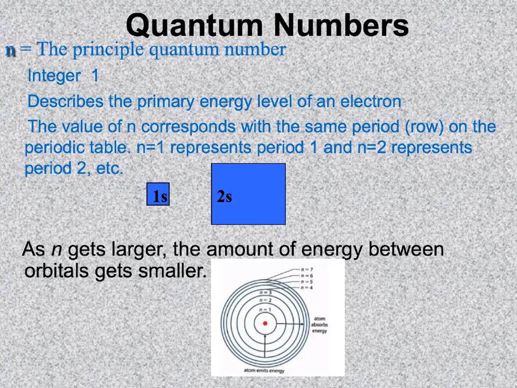I'm going to go through each of the 4 quantum numbers now. The first quantum number is the principal quantum number, n, which we've talked about. If you think about Bohr's model with the quantized energy levels, n equals 1 is the energy level closest to the nucleus, and n goes up by integers.